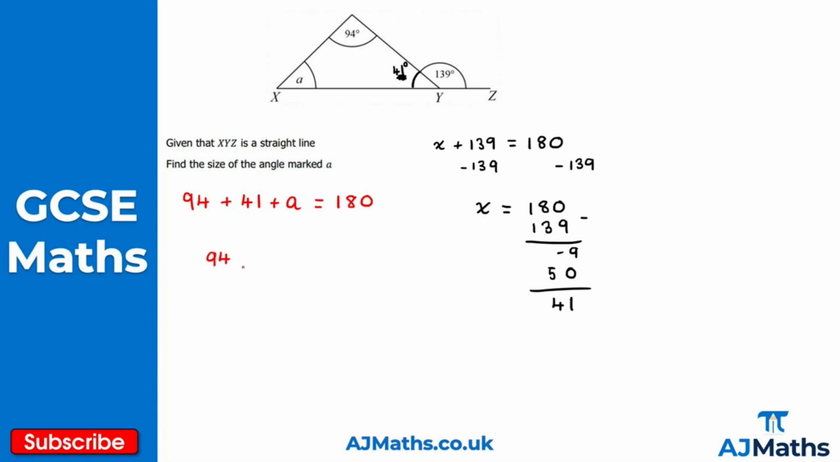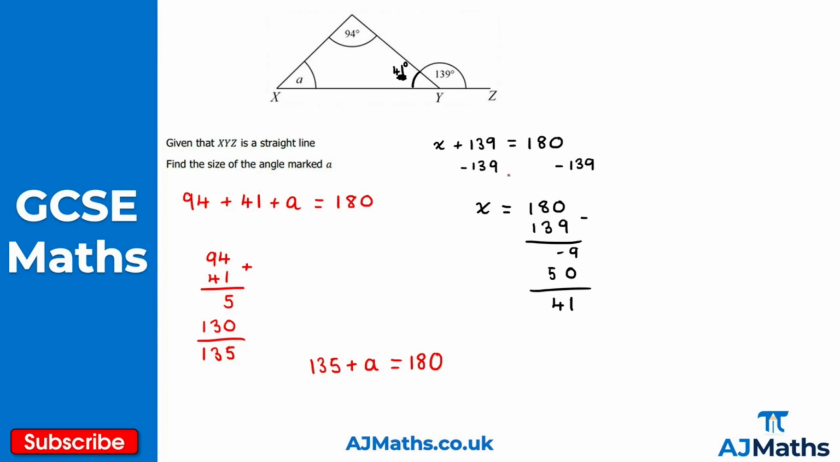So 94 plus 41. 4 units plus 1 unit, that would give me 5 units. 90 plus 40, so that's going to give me 130. So add those together, I get 135 there. So I get 135 from 94 plus 41, so I've got 135 plus A, and that's equal to 180.